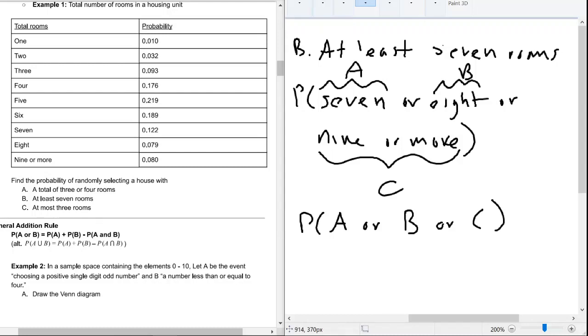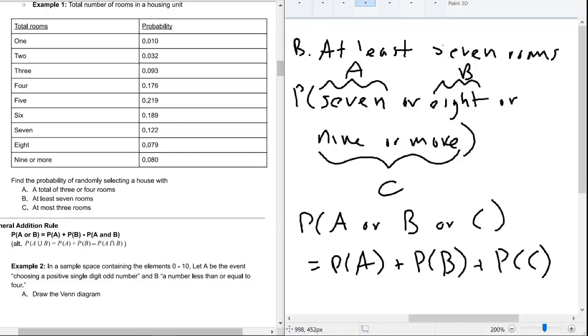And it works the same way with 3 disjoint events. By the mutual exclusiveness, we can take the probability of A plus the individual probability of B plus the individual probability of C. Keep in mind, A this time is the 7 rooms, you have a probability, plus the probability of B, where B is the 8 rooms, and then C is the 9 or more rooms, okay?